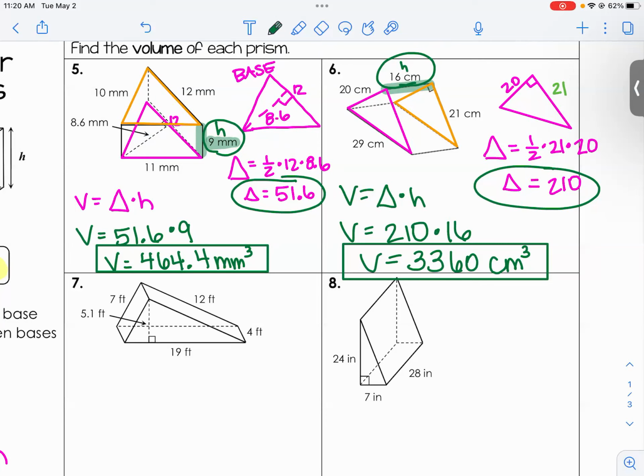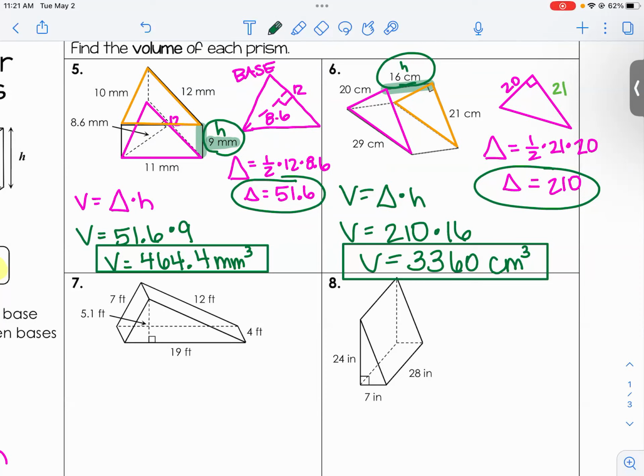Where'd you get 66? Which number did you use, Jada? 19. Good. Yes, and then you multiply that by, so 5.1 and 19 are the two numbers you need for your area. I thought it was 7. Yeah, it connects to the triangle. Then you're going to multiply it by the height.